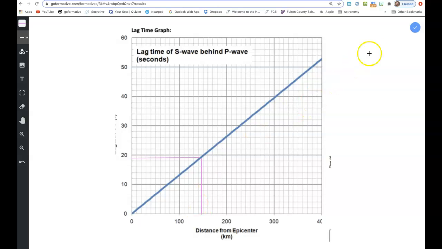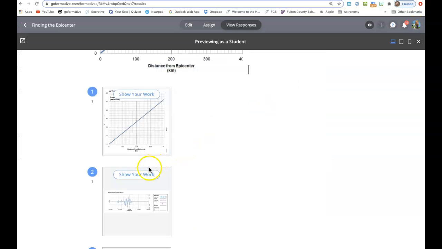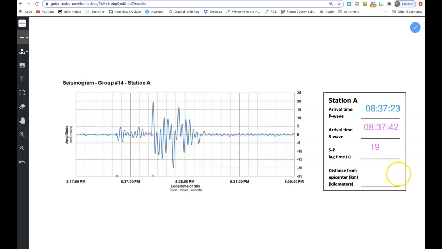Okay, so I'll leave my graph. I'm going to go back here, and let's put in 145 for my distance. So since it says kilometers over here, we don't have to put kilometers over here in our answer because it's assumed. Also the same thing for seconds. So now we're going to draw that circle on the map. That will be our next step.